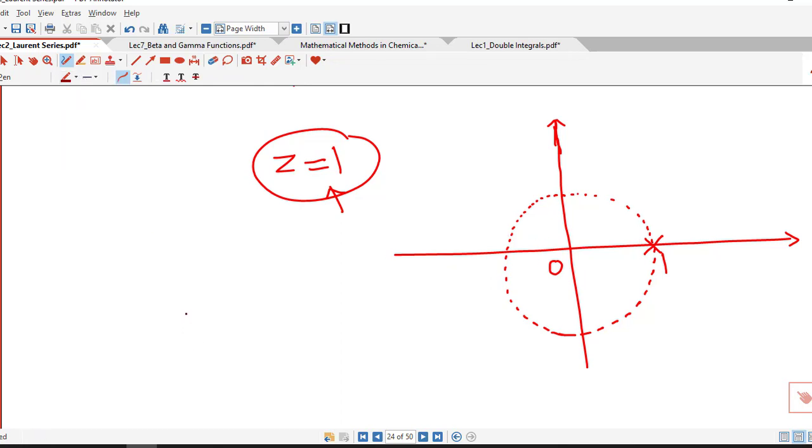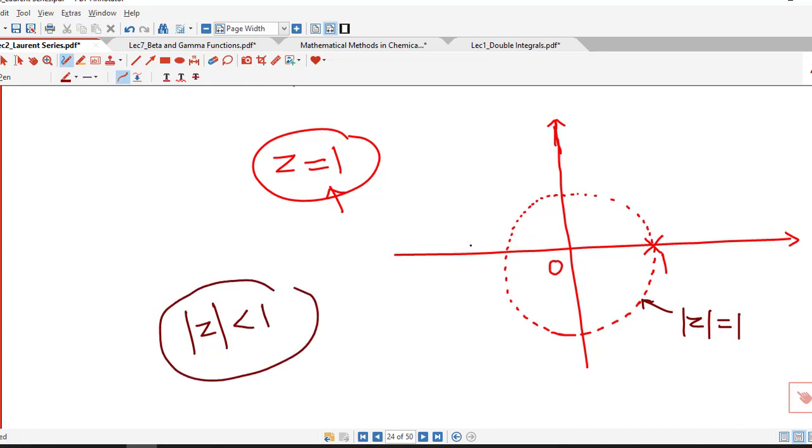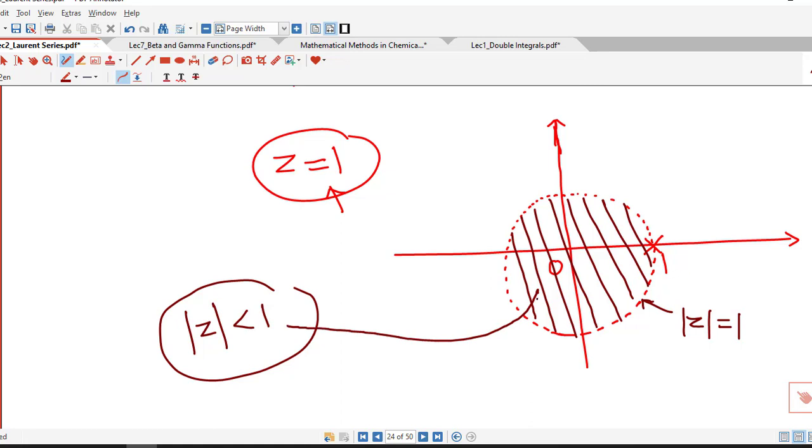So that means our function is analytic everywhere inside the circle. This is the circle mod z equal to 1, and the function is not analytic at z equal to 1. Therefore, if we consider the set of all points inside the circle, then the function is analytic in the open disk mod z less than 1. That means our function is analytic at every point in the open disk with center z equal to 0 and radius 1. This is the open disk mod z less than 1.